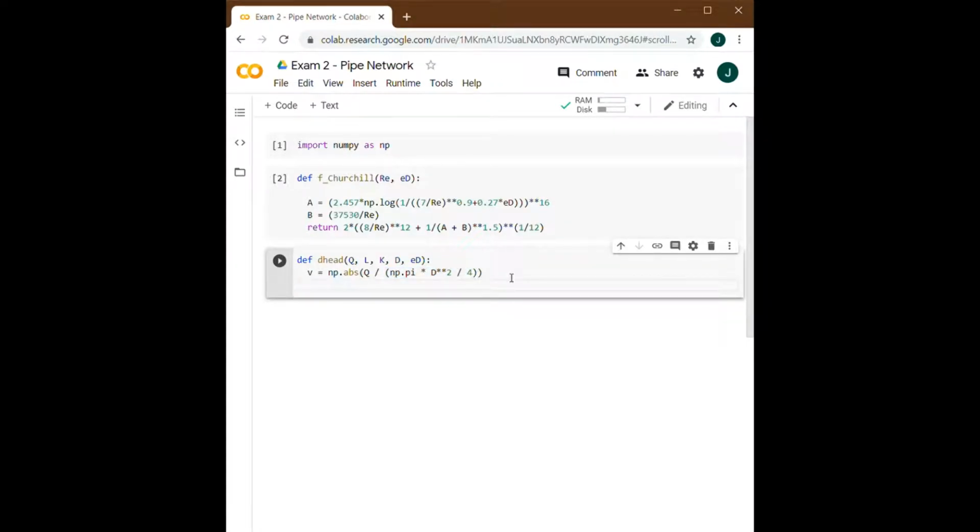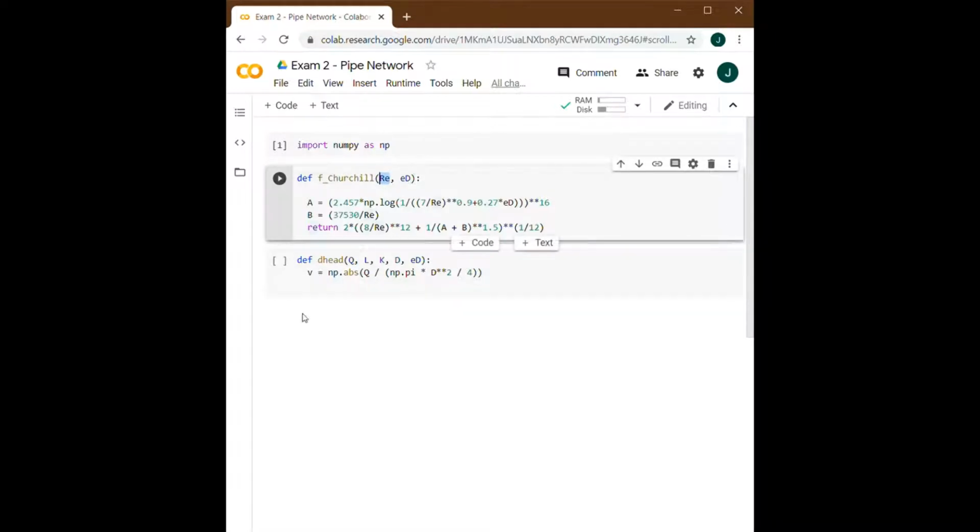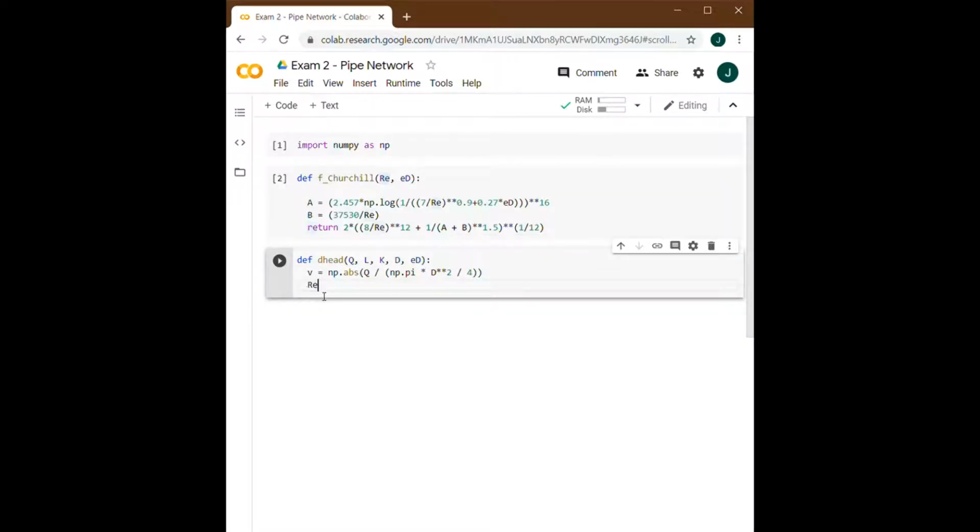And then another thing we're going to need is our Reynolds number, because in order to use the function we made earlier, we need our Reynolds number. So we have to calculate that. The Reynolds number is a relatively simple equation that is going to be equal to rho v d over mu. So rho is our density of our fluid, in this case air.